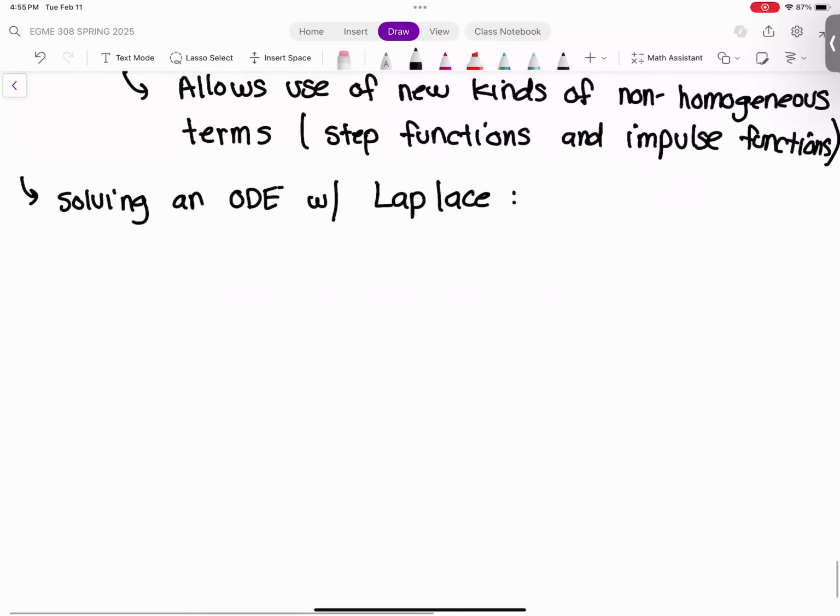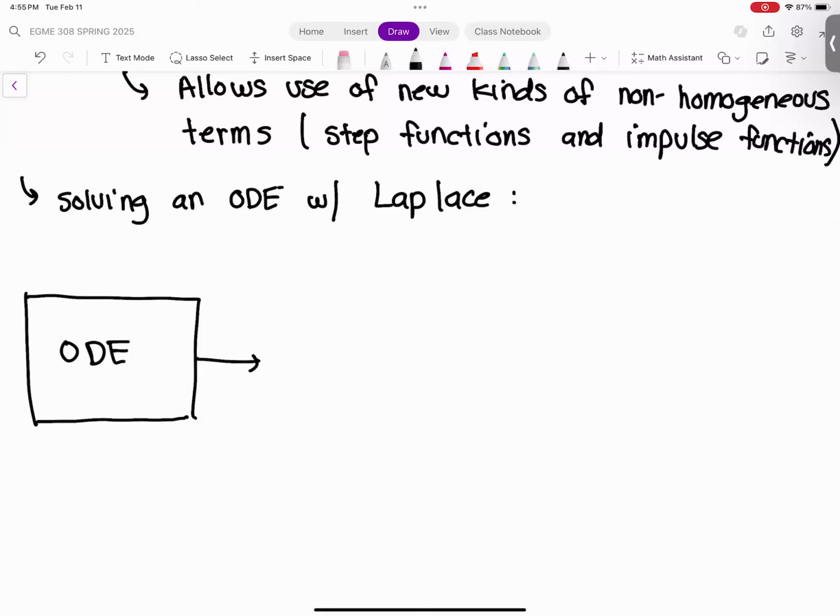Okay. So solving an ODE with Laplace, first we're going to start with our differential equation. And so that usually includes some initial conditions as well. Okay. First thing we're going to do is we're going to perform a Laplace transform.